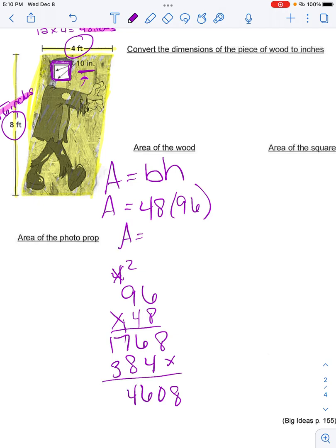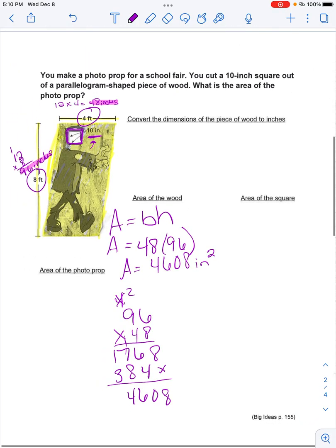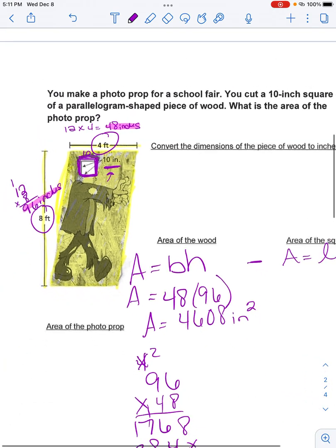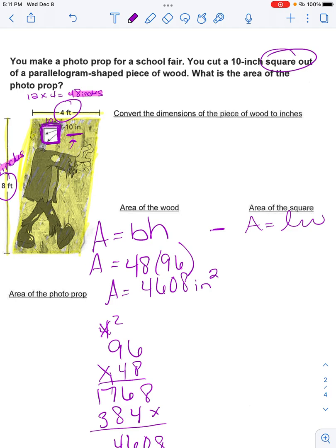So the area of that parallelogram is 4,608 inches squared. And we're going to subtract out what's not shaded. That's a square, so you could do base times height or length times width. Since it's a square, if one side is 10 inches, all sides are 10 inches, so the length is 10 and the width is 10. So the area of the cutout that's not shaded would be 10 inches by 10 inches, or 100 square inches.